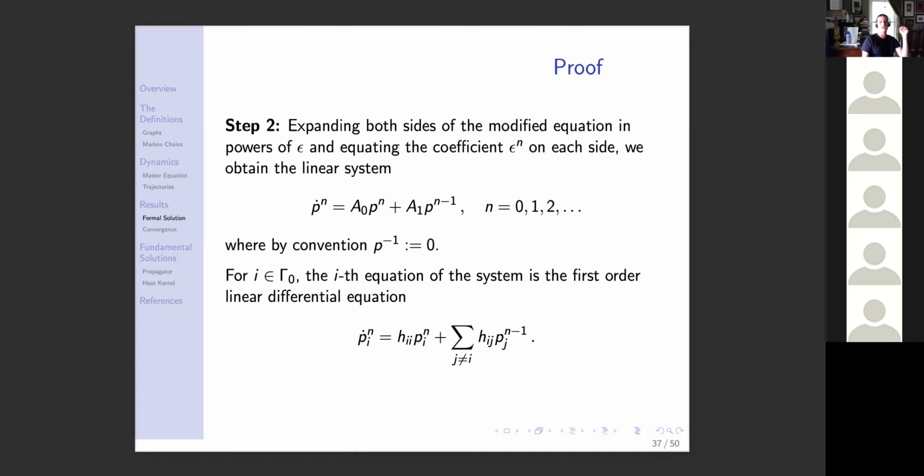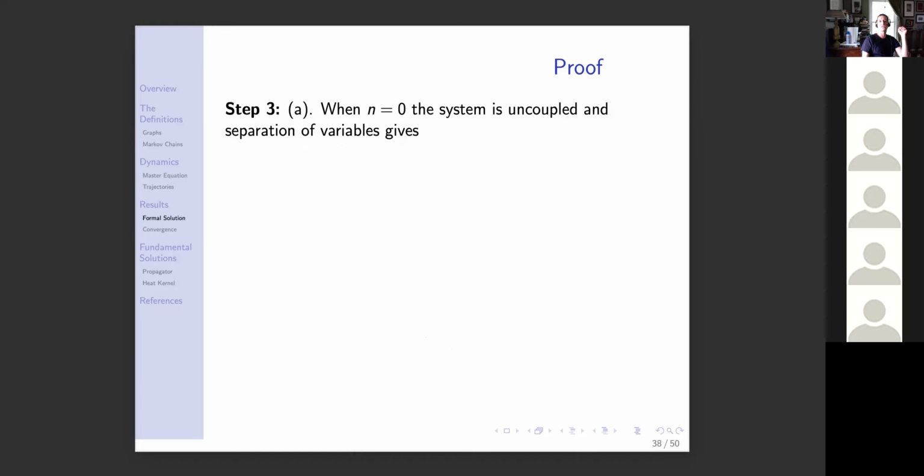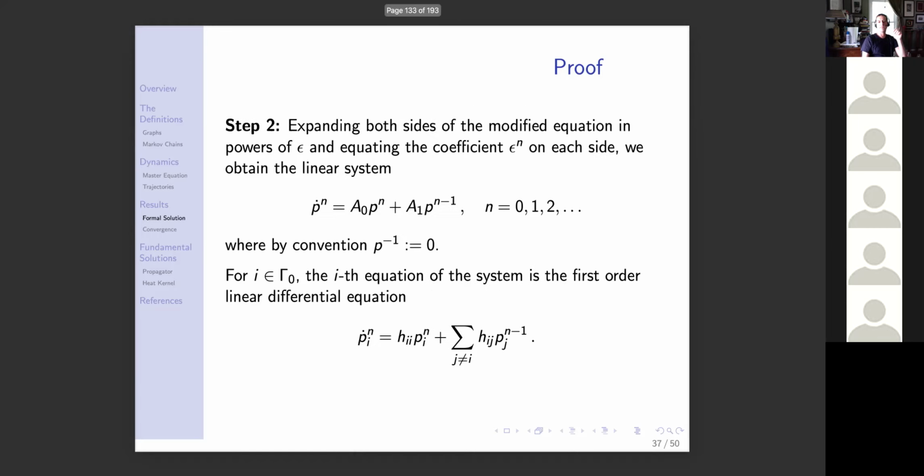This is fairly standard. Now, what do we teach our students when we have a first order linear differential equation? We have methods for solving every first order linear differential equation. So when n equals zero, the system is actually uncoupled, meaning that the summation term is not there at all, because it involves p minus one, and p minus one is zero. So we get p dot n equals h_ii p_n, in row I.